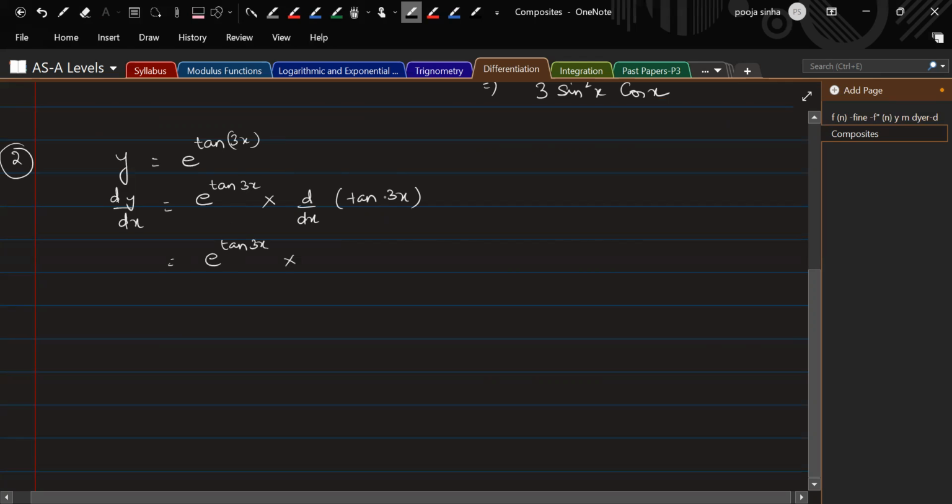Now d by dx of tan 3x क्या हो गया? tan का क्या होता है? sec square 3x. That will be multiplied by d by dx of 3x also, into 3. So e raised to power tan 3x into sec square 3x into 3. Now you can write your final answer.